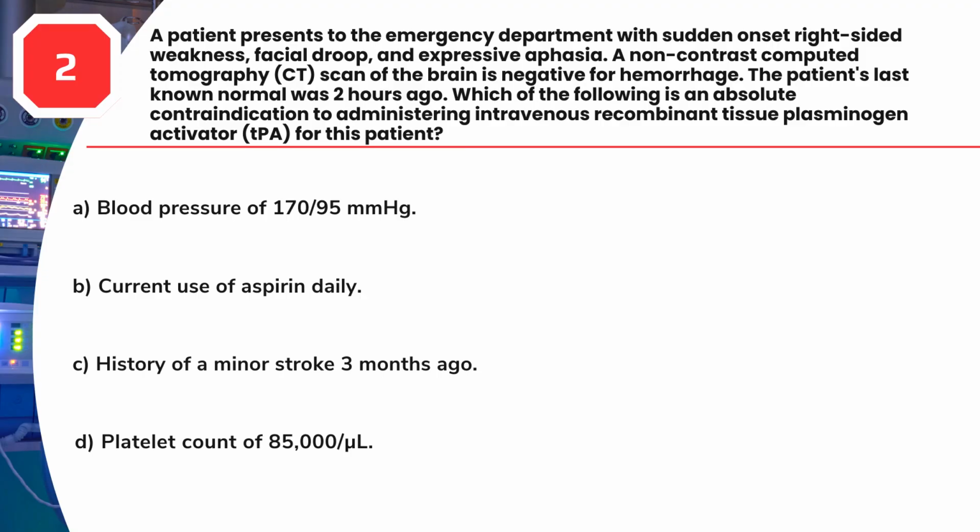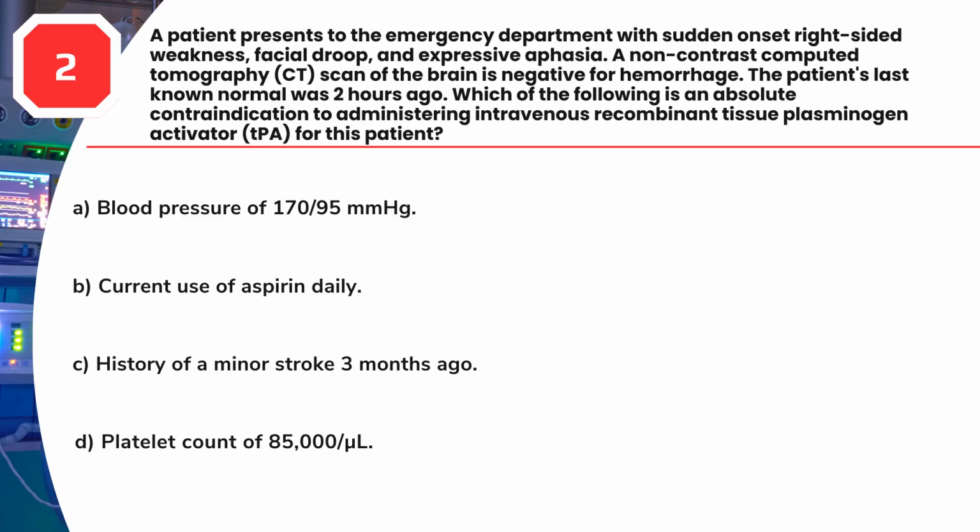Question 2. A patient presents to the emergency department with sudden onset right-sided weakness, facial droop, and expressive aphasia. A non-contrast computed tomography, CT, scan of the brain is negative for hemorrhage. The patient's last known normal was 2 hours ago. Which of the following is an absolute contraindication to administering intravenous recombinant tissue plasminogen activator, TPA, for this patient?